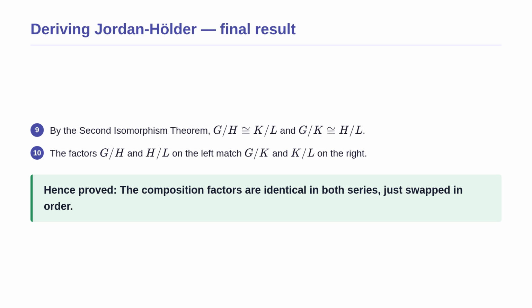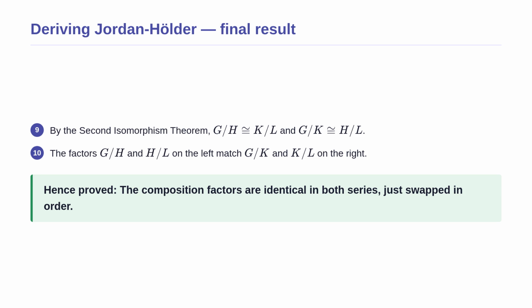Now we apply a fundamental rule called the second isomorphism theorem to our bridge. This theorem tells us that the mathematical step from G down to H is identical in structure to the step from K down to L. Because of this perfect symmetry, the simple group produced by dividing G by H is identical to the group produced by dividing K by L.